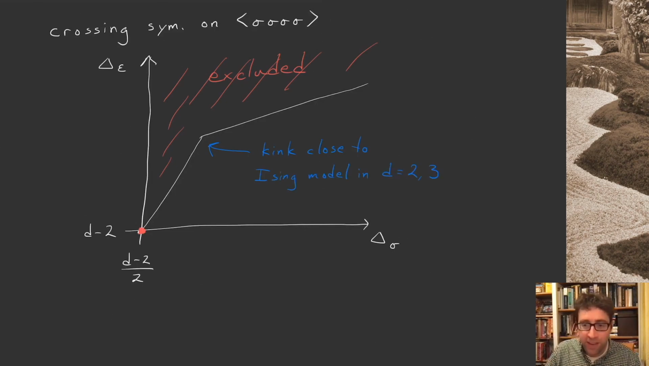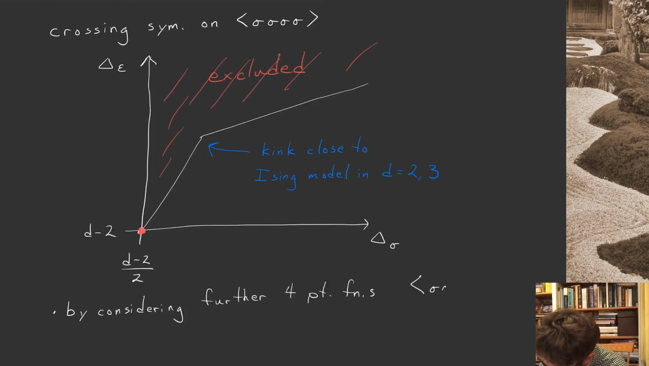So there is this idea that these exclusion plots might be able to tell you more than just an excluded region. They might be able to help you zoom in on the actual operator dimensions of special theories. And that turns out to be true, that by considering further 4-point functions, for example, you could look at sigma, sigma, epsilon, epsilon here.